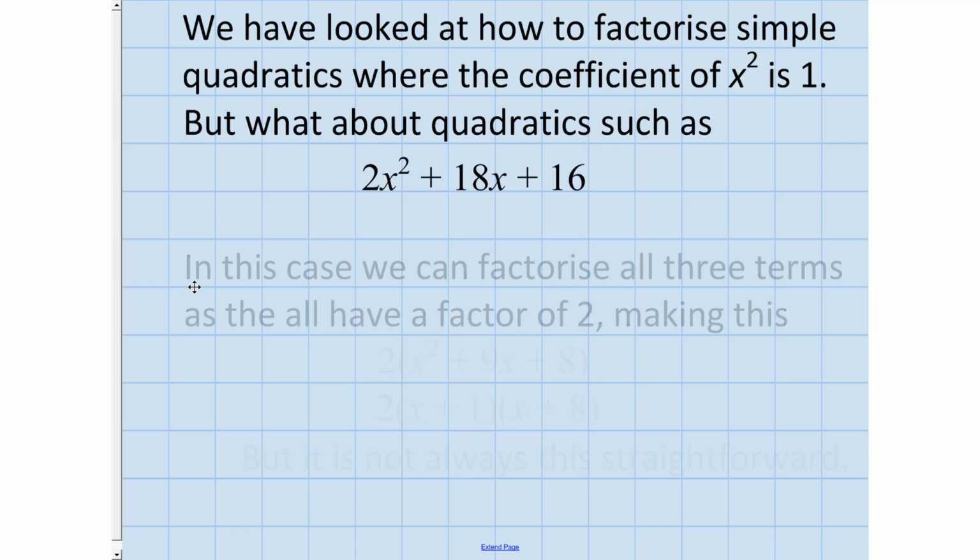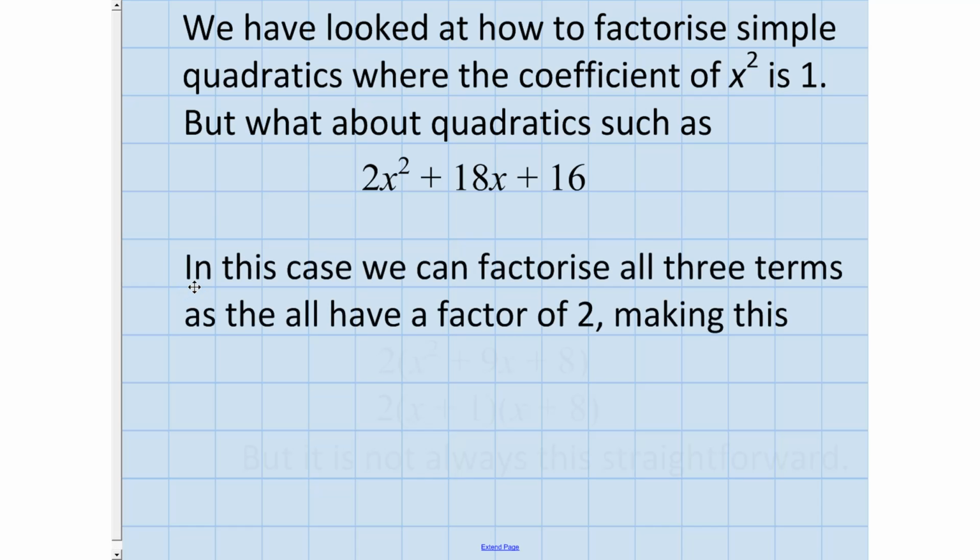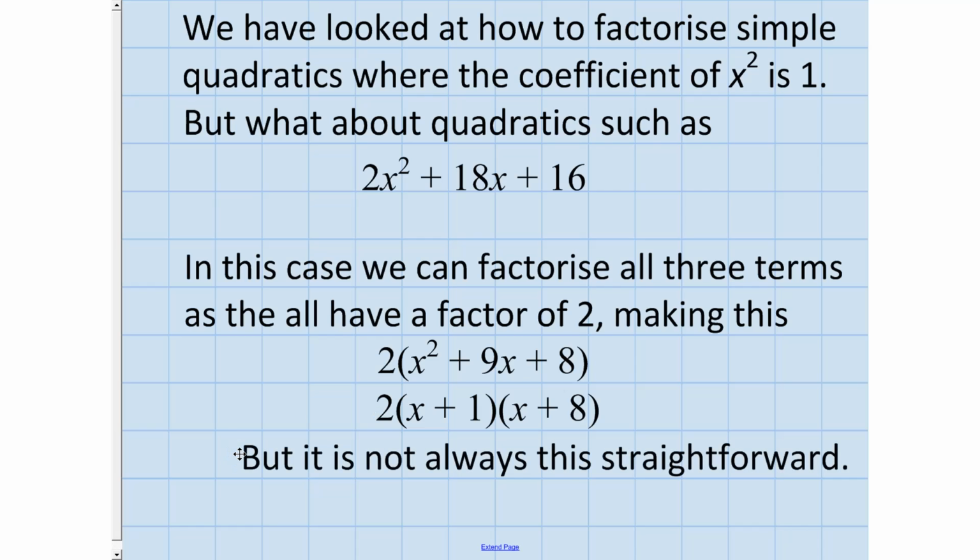Now actually for this one, we can factorise all three terms as they all have a factor of 2. We've got 2, 18 and 16. So we could put it all into one big bracket and say we've got 2 lots of x squared plus 9x plus 8. And what we've got in the brackets now is something we can factorise. We want numbers that multiply to give 8 and add to give 9. Well, that's going to be 1 and 8. But they aren't always this straightforward.